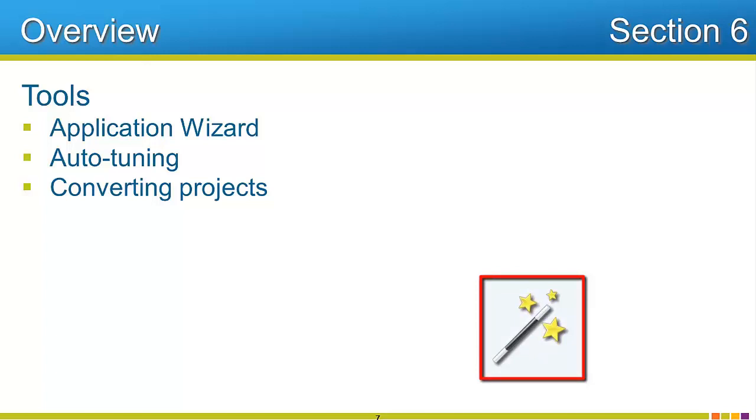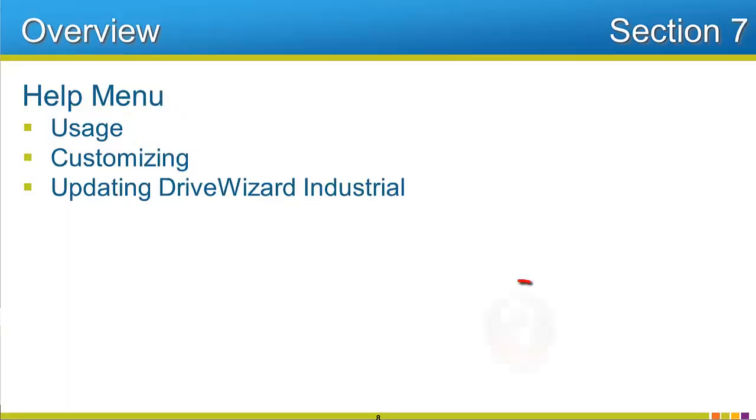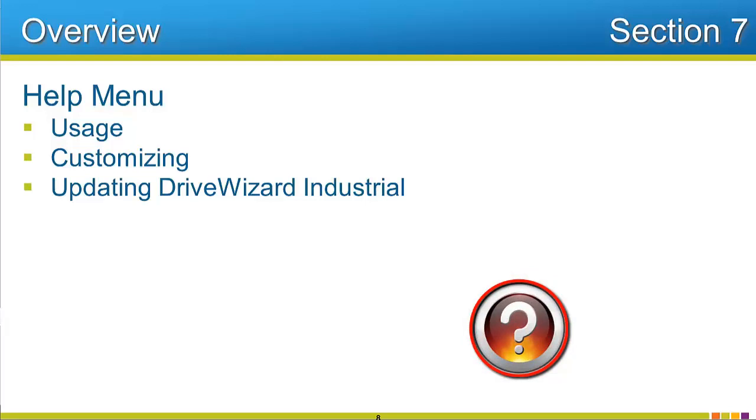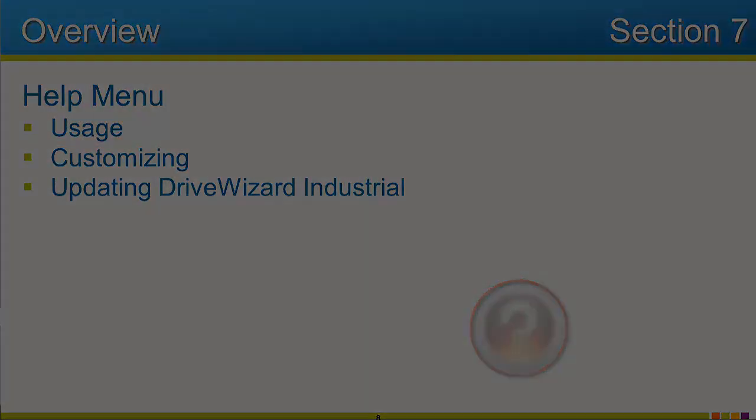Also, that once tedious task of jumping from an older VFD generation to the newest generation will prove to be not so tedious anymore once you get an understanding of the Convert project tool. DriveWizard Industrial's help menu is actually helpful for once. The final section will show how to navigate through this robust help menu. There's a lot of customization that can be also done within this menu. Lastly, the software update feature is going to be discussed.